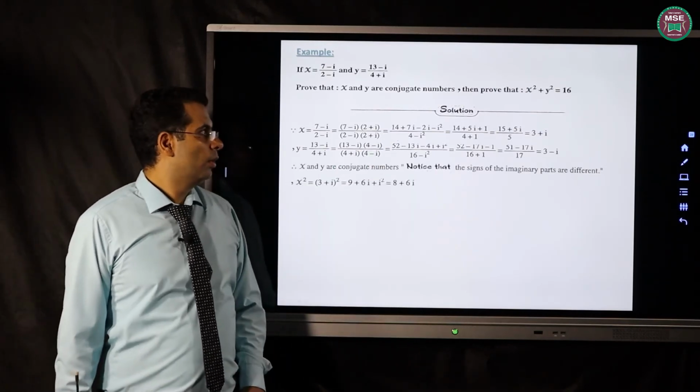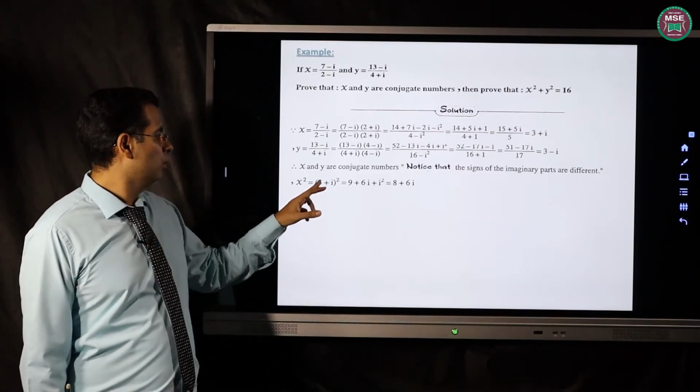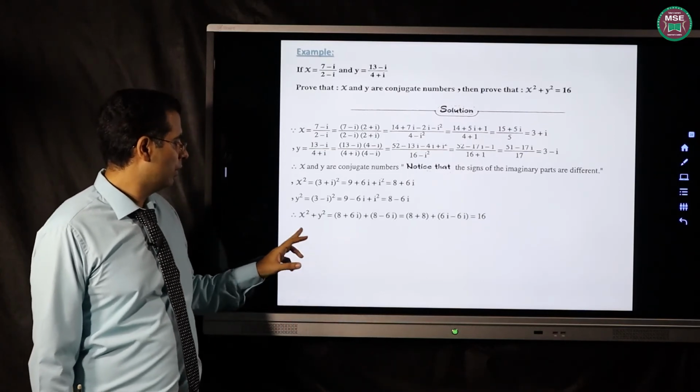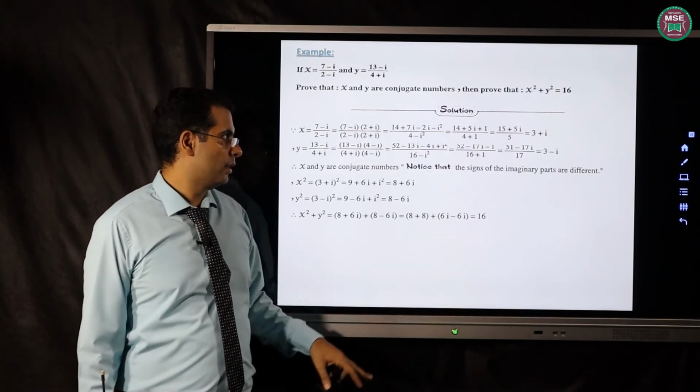We want to prove that x power 2 plus y power 2 equals 16. X power 2, 3 plus i all power 2, gives me 8 plus 6i. Y power 2 also. Then we get x power 2 plus y power 2. Simplify it to get 16.